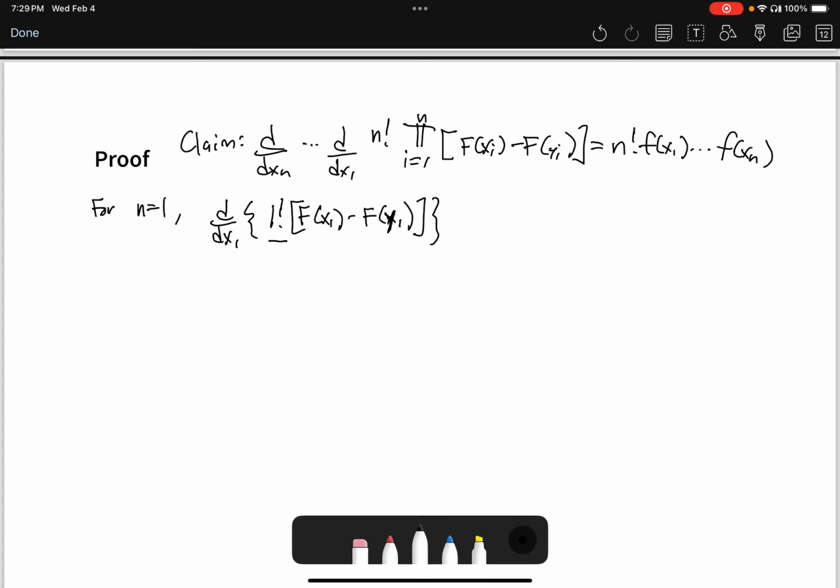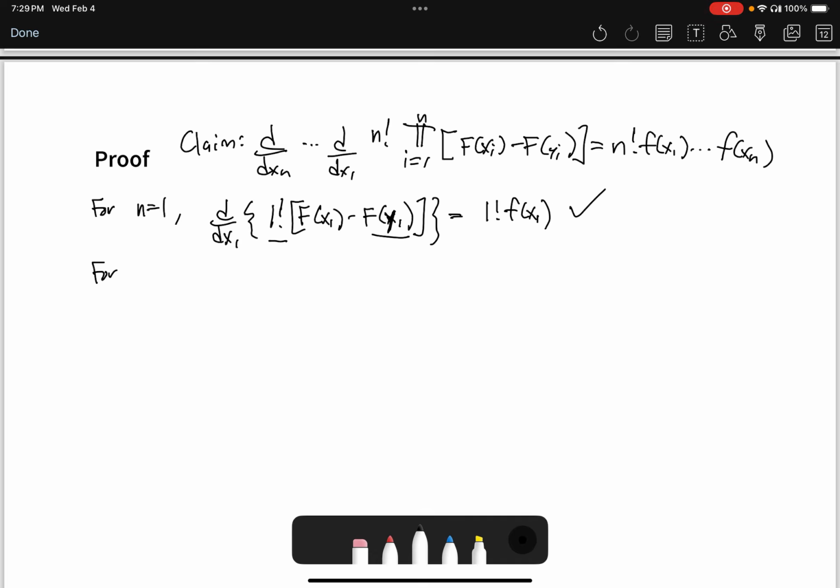And so this is a constant, right? It just pulls out through. There's no x's in this, so that's going to go to 0. And then the derivative of the CDF function is going to be the PDF. And so this simplifies to 1 factorial f of x1, which satisfies our claim.